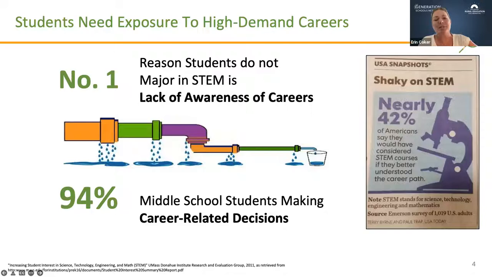All right, and here's some more data to back that idea up. According to the University of Massachusetts, middle school students are beginning to make these career decisions and they're going to stick with them. If they don't know about STEM careers, they will not see themselves working in those careers. And Josh taught me this saying, we like to say, you can't be what you can't see. So this is about showing students the variety of STEM careers that are out there and the skills they need to cultivate to be successful in these careers. Engaging students at the middle school level is critical, according to the research.